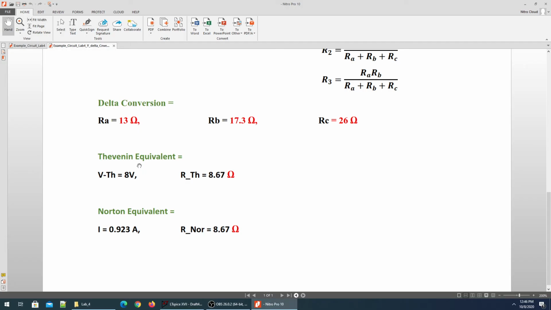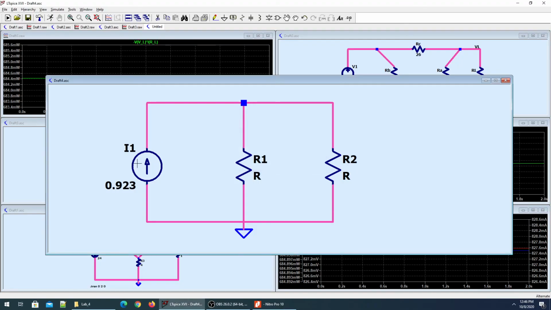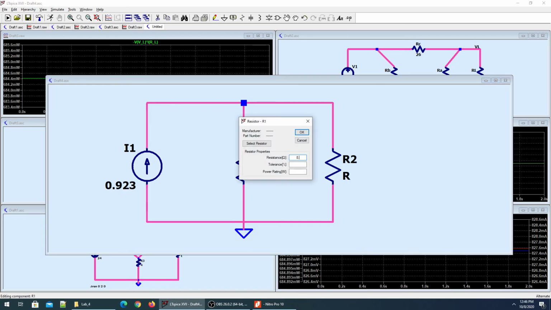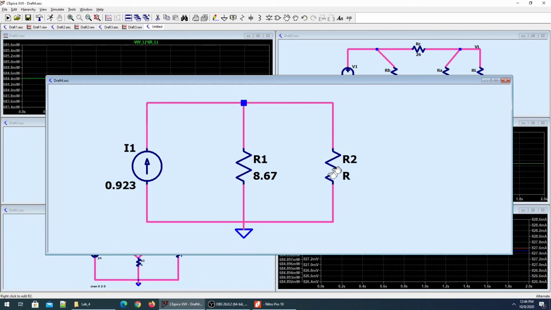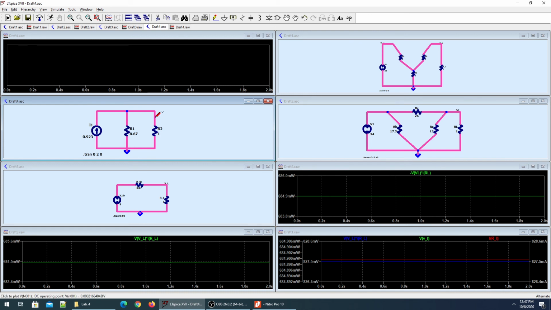Current is 0.923 amps and 8.67 ohm. Load resistance is 1 ohm. Okay, run the simulation for 2 seconds. When I try to find V_L, bring it over here. Okay, let me run the simulation again.